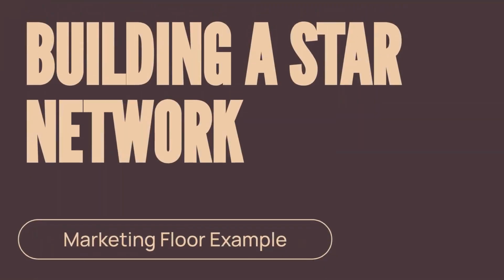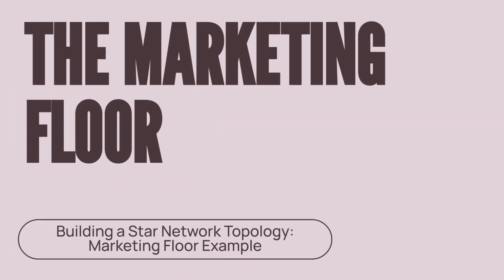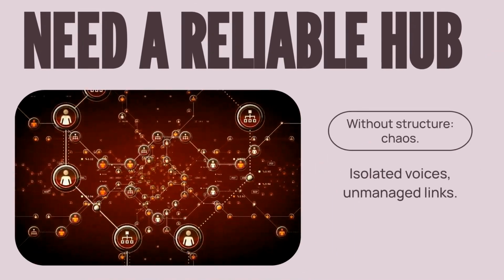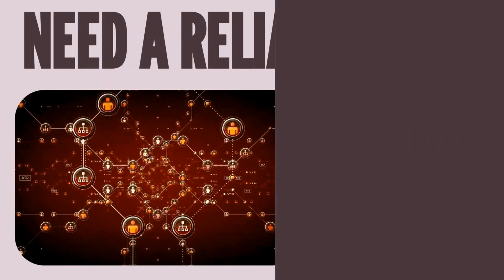Welcome. Today we're learning how to build a star network topology, using our marketing floor as a real-world example. Let's start by looking at the marketing floor and identifying the problem we need to solve. The marketing team needs a reliable hub. Without structure, their voices remain isolated, leading to chaos from unmanaged peer-to-peer links.